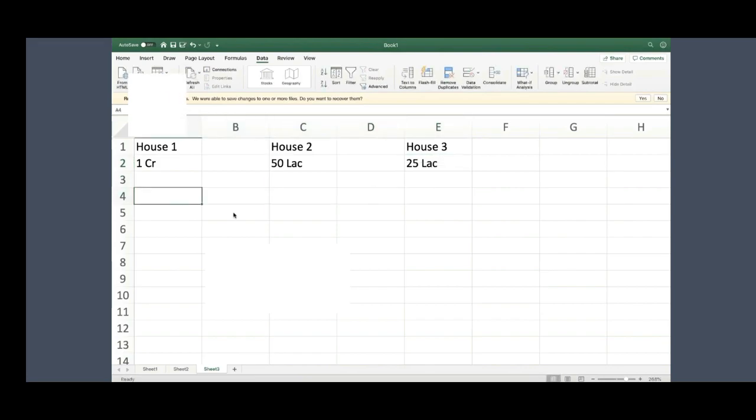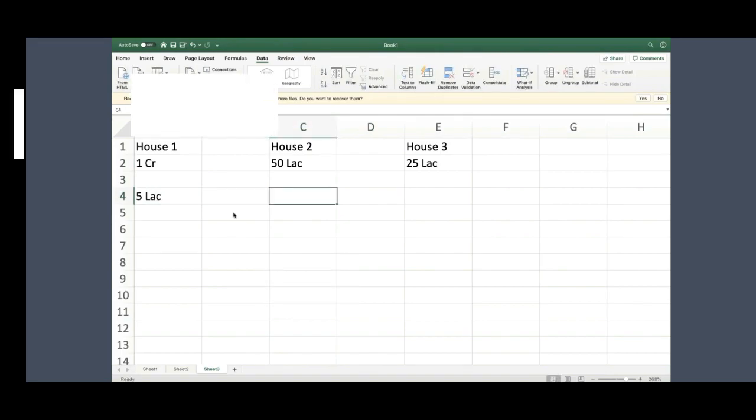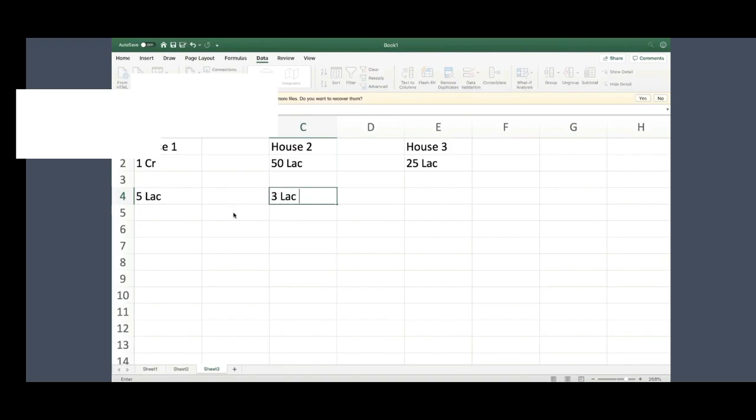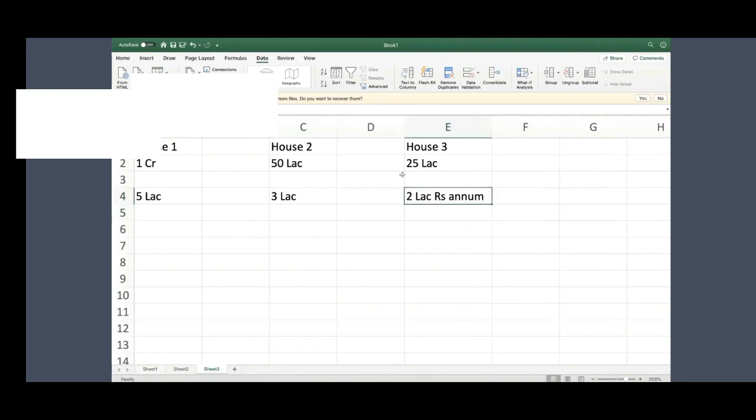Let's say here I earn a rental income of 5 lakh rupees in a year. Here I earn 3 lakh rupees a year. And here I earn 2 lakh rupees per annum. This is the rental income. Now, let's say 2.5 lakh, just to make it simple.